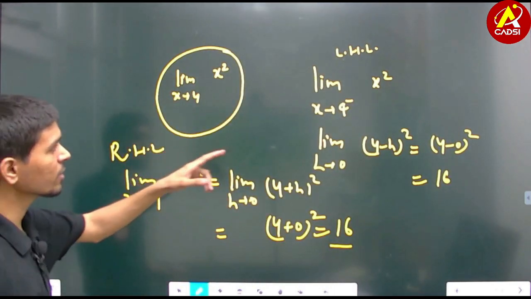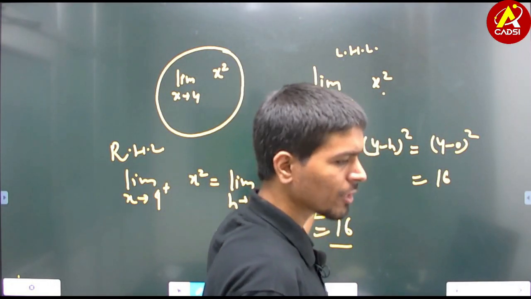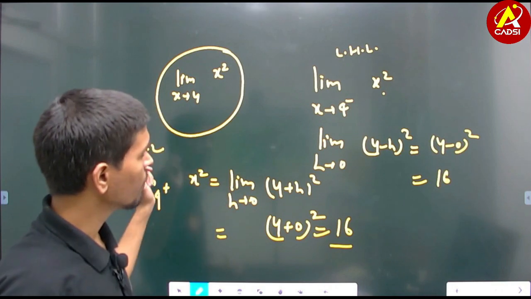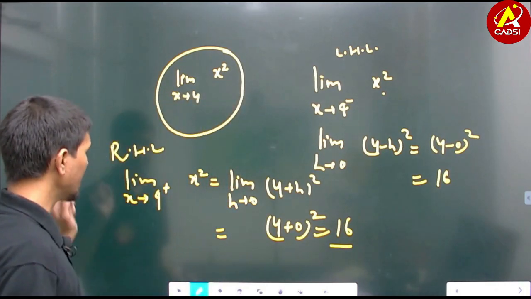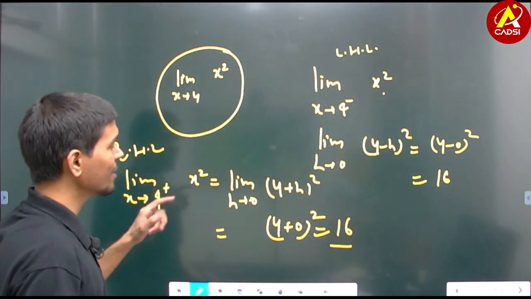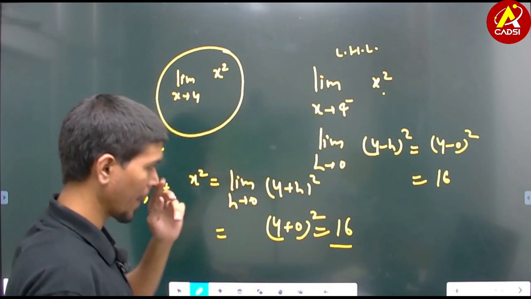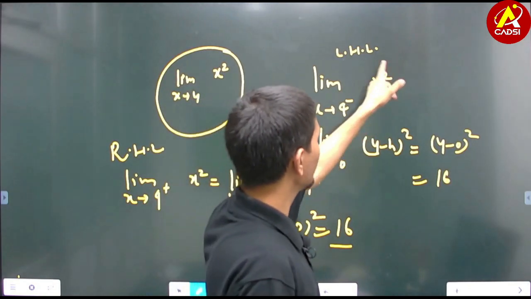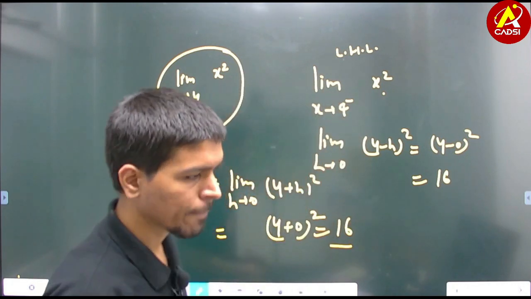So we can say that the function f(x) equals x square has a limit as x tends to 4, because we are checking at x equals 4. We find the value of the left hand limit and the value of the right hand limit, and then check whether both are the same or not. Here both are the same, so we can say that y equals f(x) equals x square has a limit at x equals 4.